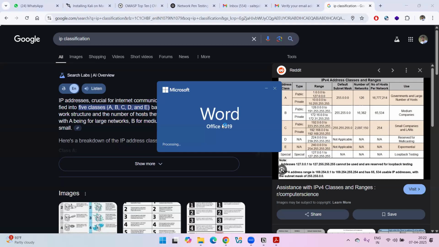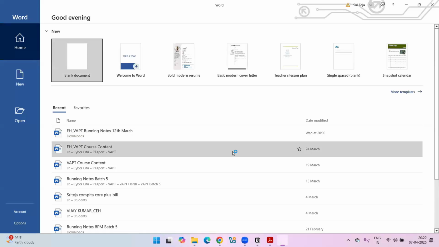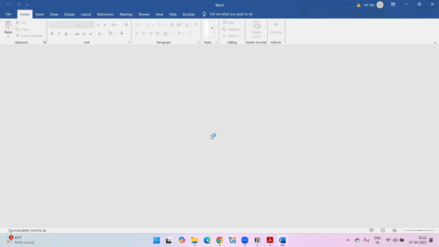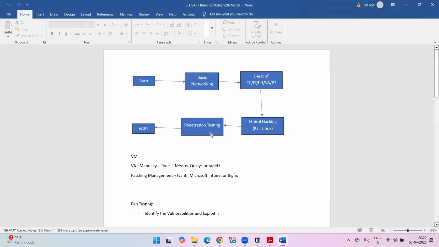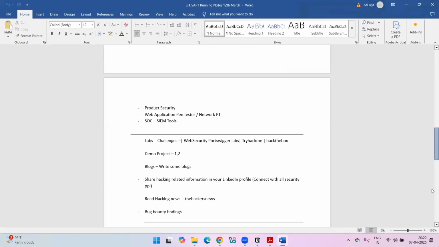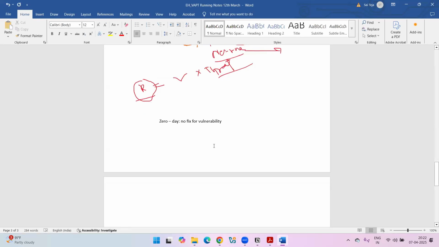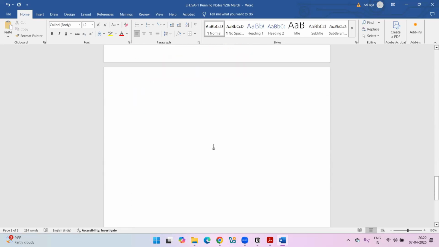I'll tell you why. Sometimes when you're doing a pen testing assessment, they'll come and give you a bunch of IP addresses. If you are able to identify which IP address it is, then you will easily get to know where it is, how to connect with it, and how to go about testing it.